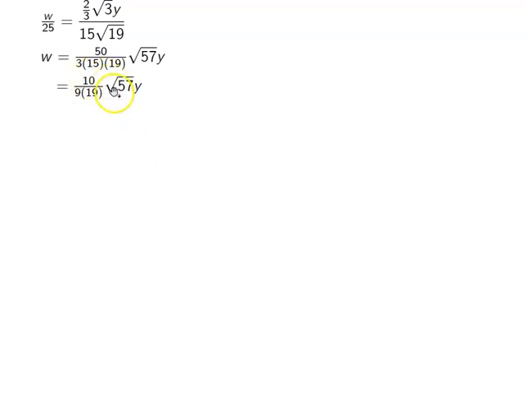So if we finish simplifying, this 15 and the 50 can simplify. If I pull out 5, I get 10 on top and 3 on bottom. So 3 and 3 is a 9. And so from here, there's nothing else I can simplify. So I would just multiply everything out. So 9 times 19 is 171.